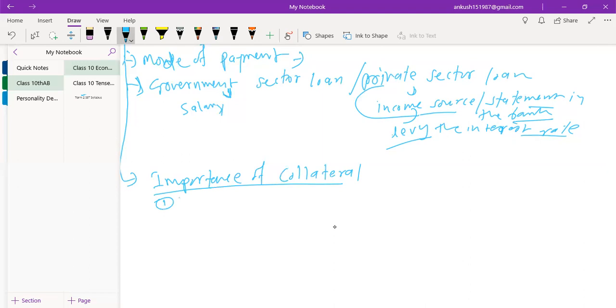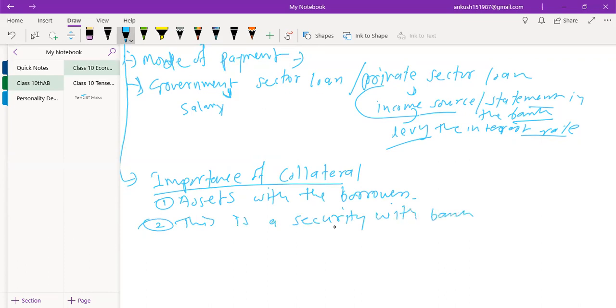Suppose the question is asked, what is the importance of collateral? You may describe it by keeping these two points in mind. First, it is an asset with the borrower. Second, it is a security with the bank or the lender against the credited amount or loan amount. Got it?